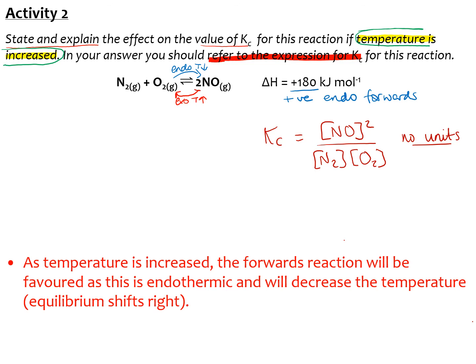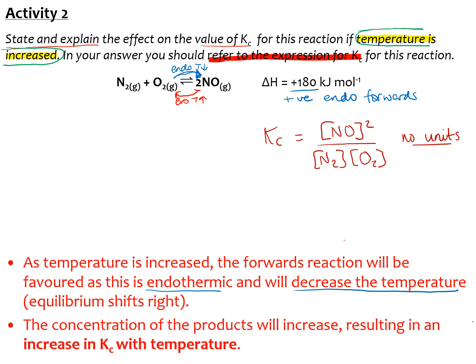As temperature is increased, the forwards reaction will be favoured as this is endothermic and will decrease the temperature. So equilibrium would shift to the right, which we said originally. We've got here this right-hand forwards reaction being endothermic. Remember, with these explanations, you always have to say what will happen. In this case, the forwards reaction will be favoured and why. And the why here is that the forwards reaction is endothermic and it will oppose the increase in temperature by decreasing it.